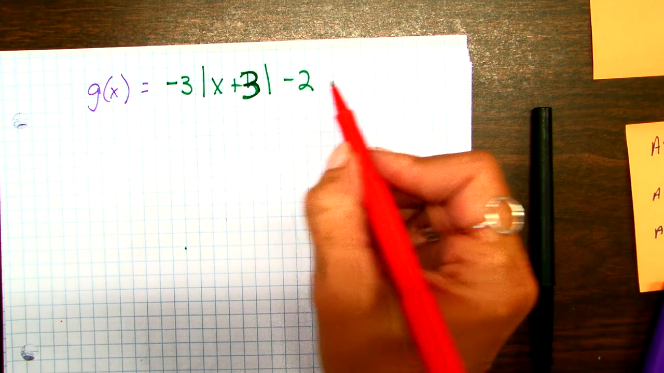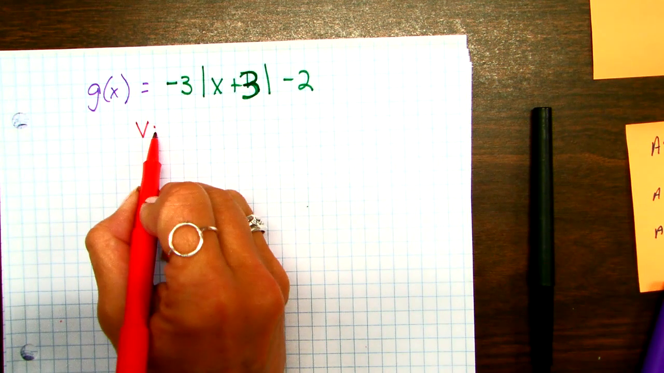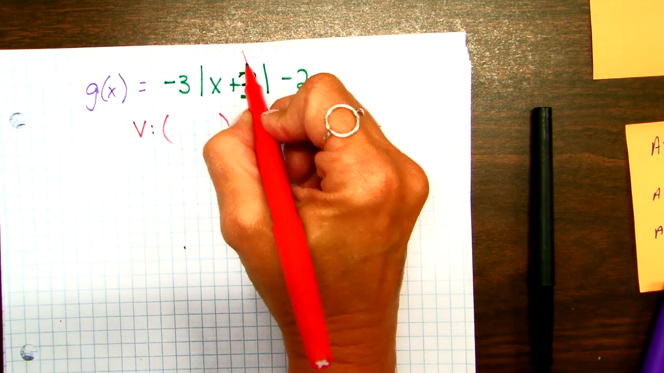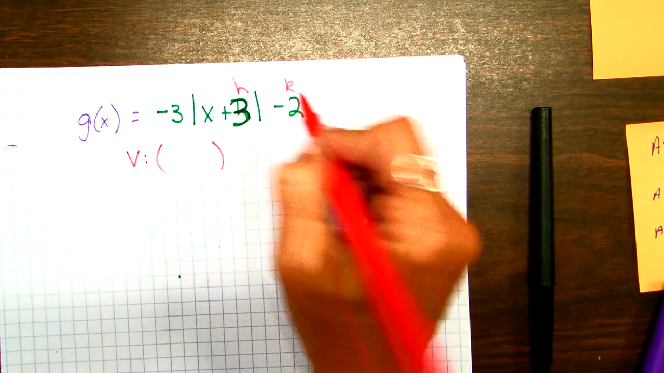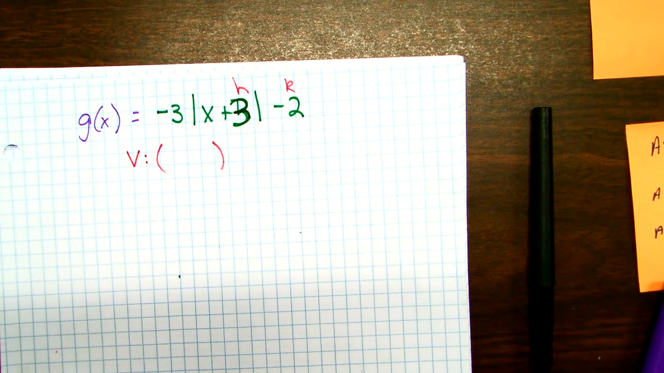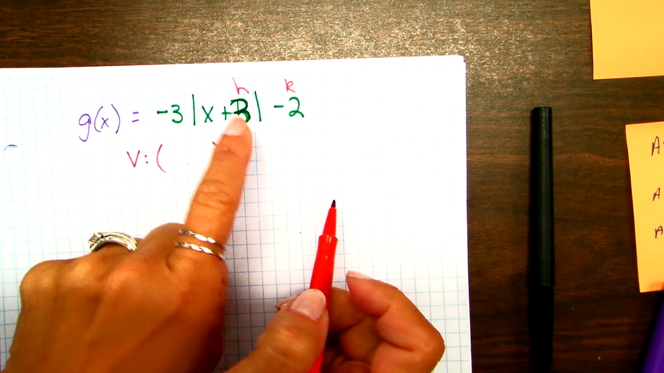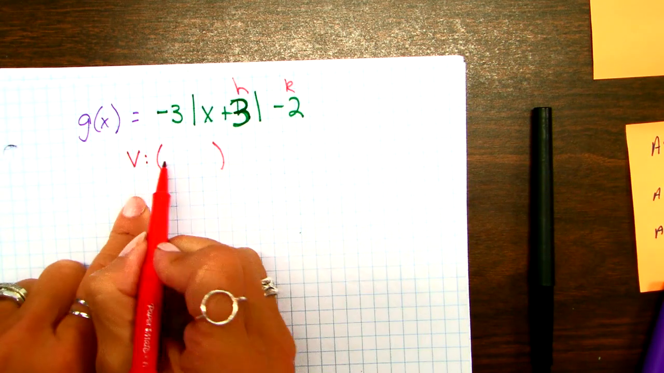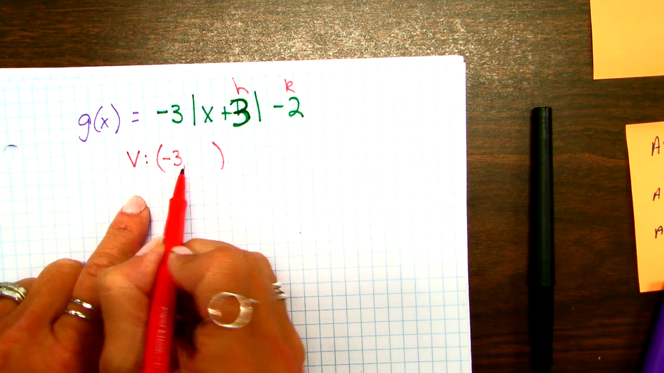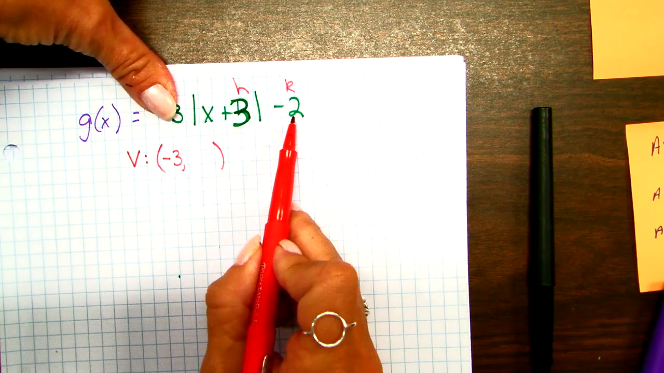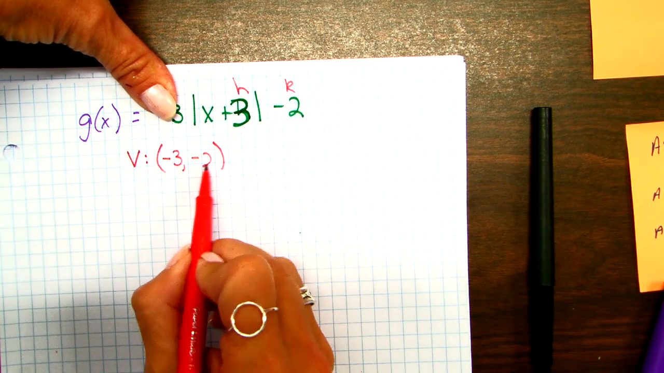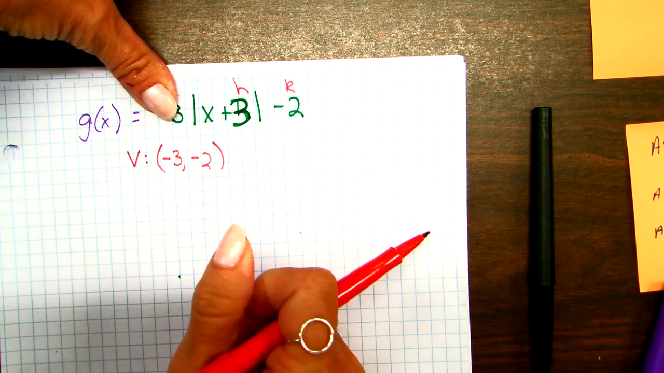Okay, let's identify the pieces. Vertex. Remember, that's your h. It's always in that spot. K is always in that spot. They're always in the same place. You don't have to be like, wait, did it move? No, never does. And remember, h is opposite. So since it's positive here, when I pull it out, it's negative. Okay, so that's this 3. And K, you don't change the sign.